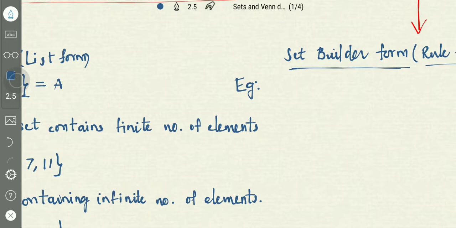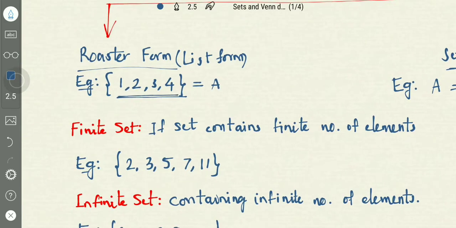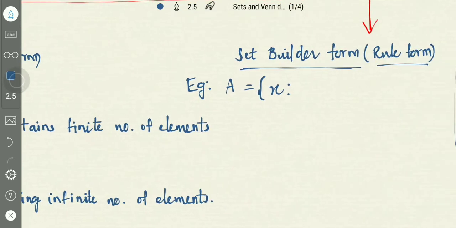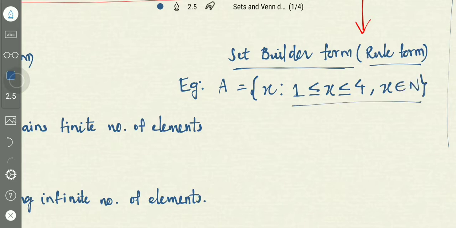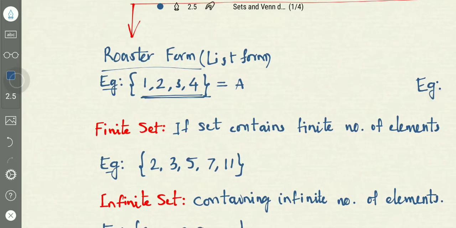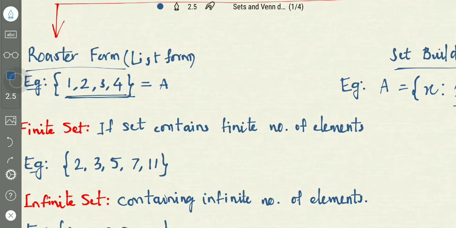Then in set builder form, how do we write this? It's written in the form of a variable satisfying the rule. So let us say that variable is x such that, here what are the numbers? 1, 2, 3, 4. Which numbers? Natural numbers. 1, 2, 3, 4 are natural numbers ranging from 1 to 4. So 1 ≤ x ≤ 4. And what is x? x belongs to natural numbers. This is the rule, right? This is the rule, and these are the elements of set. So this is how we write in set builder form and in roster form.